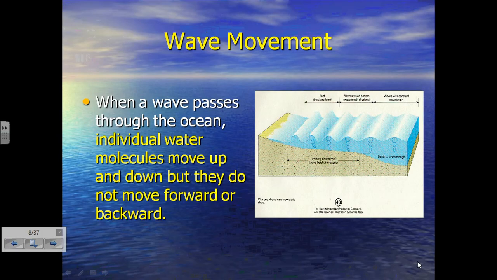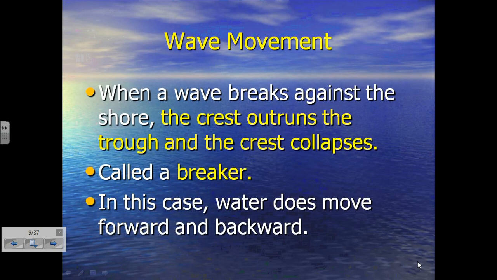Now, wave movement. When a wave passes through the ocean, individual water molecules move up and down, but they do not move forward or backward. When a wave breaks against the shore, it happens because the crest outruns the trough and the crest eventually collapses. This is called a breaker. In this case, water does move forward and backward.